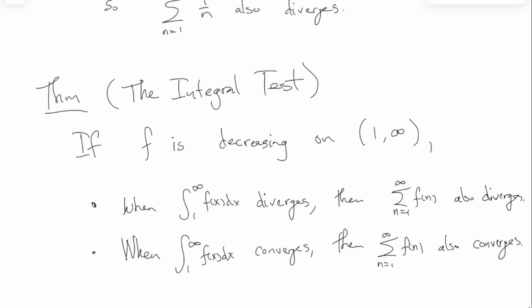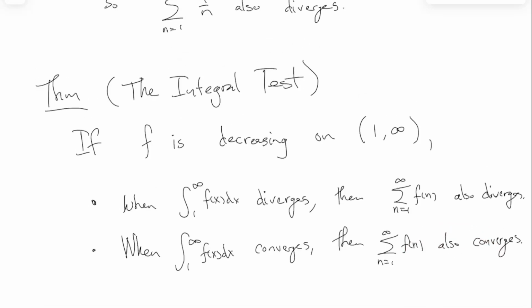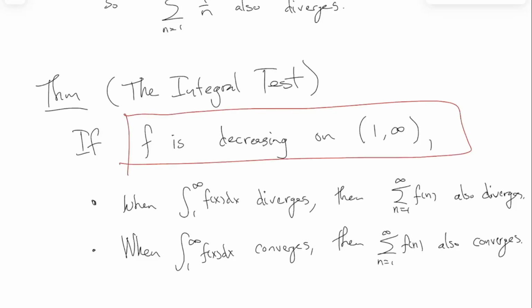All right? This is called the integral test, and you should remember what it says, especially this bit. It is only used for a decreasing function. If your function is going up and down or something like that, this is not a valid result. All right? Let's try an example.